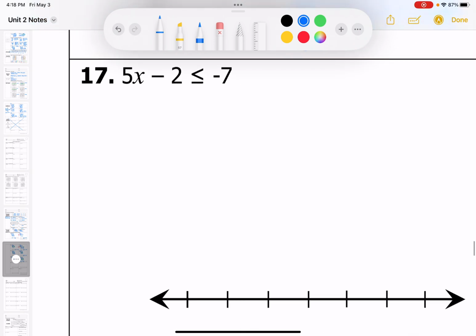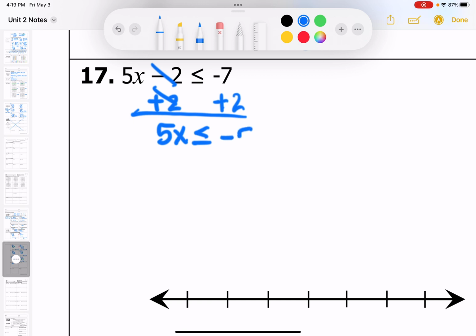All right, 17. I have 5x - 2 ≤ -7. So the first thing I have to do is get 5x by itself. So to move that negative 2 to the other side, I'm going to add 2 to both sides. And then -7 + 2 is -5.